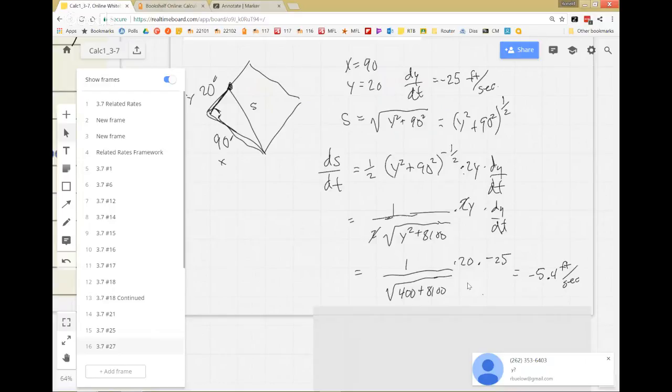All right. So anyway, when you plug that in, he is approaching home plate, the actual home plate, at 5.4 feet per second. It's negative because it is decreasing. As he runs, he's getting closer to home plate, and his distance is decreasing.